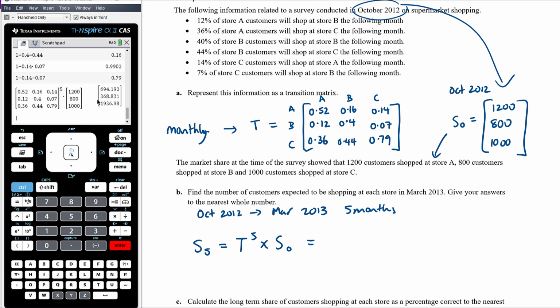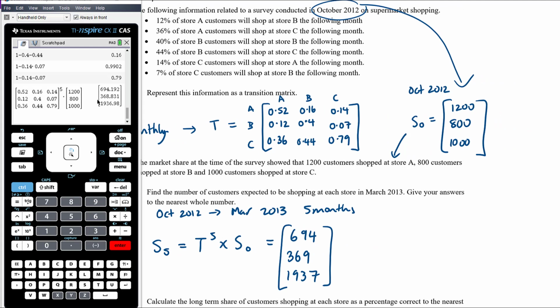So we've got 694, 369, and 1937 to the nearest whole number. Find the number of customers expected to be shopping at each store in March 2013. So March 2013, store A is 694 customers.